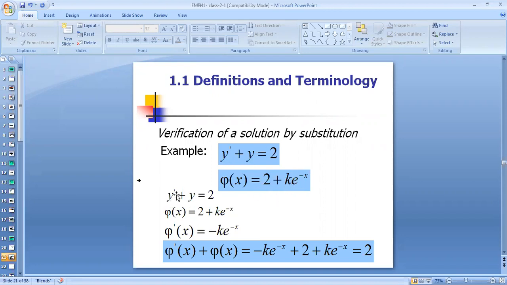Now y dash plus y equals 2 is the given differential equation, and phi of x will be this. Differentiation of this function phi gives phi dash of x equals minus k e to the power x. If we take the sum of phi of x and phi dash of x, we get the right hand side. Understand? That means this represents the left hand side.